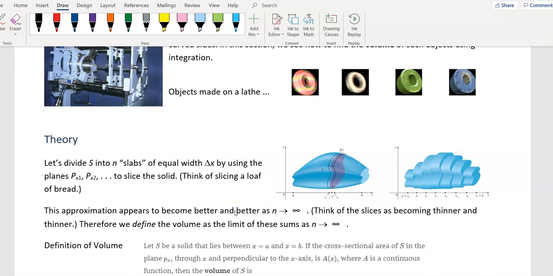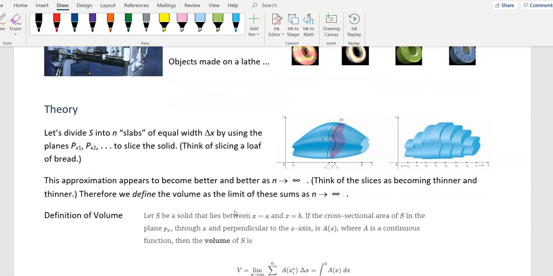So there is a theory to this, and the idea relates to slabs or slices. If I were to have some solid and I cut that solid into slabs of equal width, think of slicing a loaf of bread. If I take each of those slabs and put them together, that would give me the volume of the entire solid. Each of those slabs has a volume, and adding all of those little volumes up would give me the volume of the total solid.